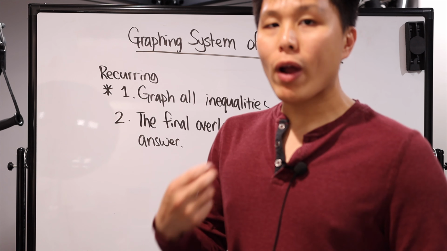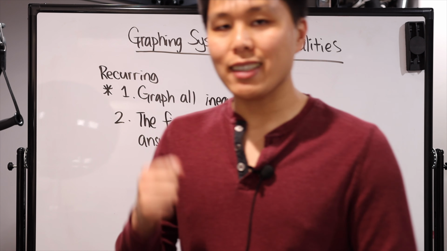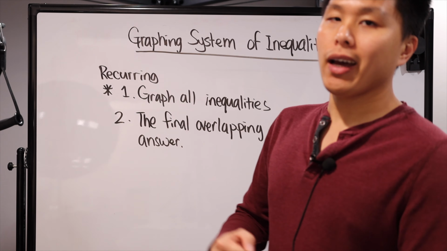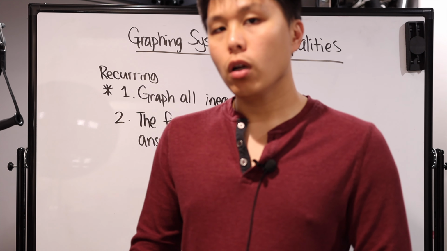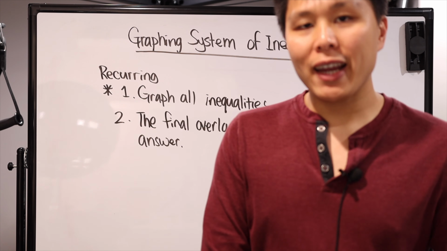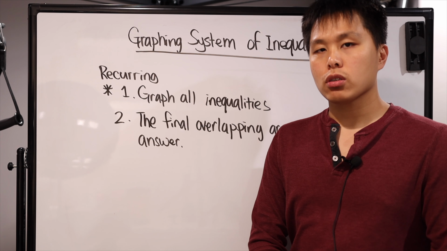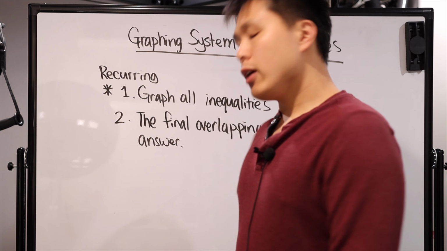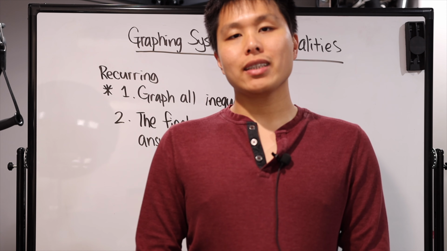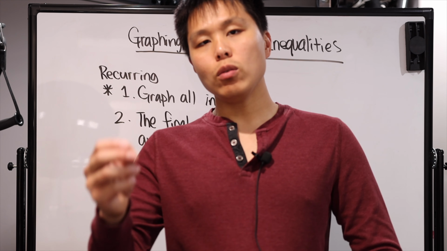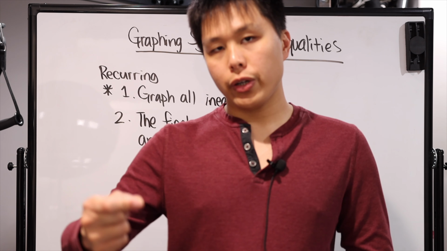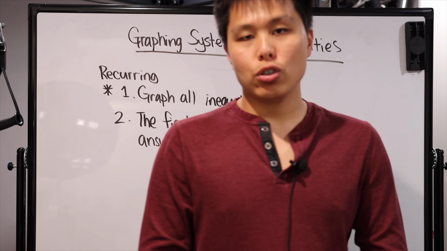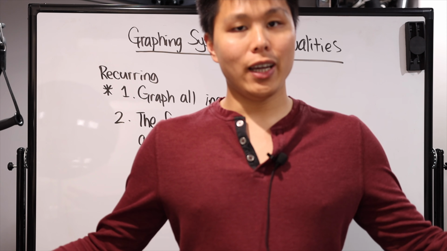You want to graph all the inequalities they've given you in that system of inequalities. And then finally, after you finish graphing them all, the final overlapping area is the answer to the system of inequalities. I think it'll make more sense if I just go over the example very quickly so you can see what I mean by it being recurring, and that the final shaded region is the answer. So let's just begin.